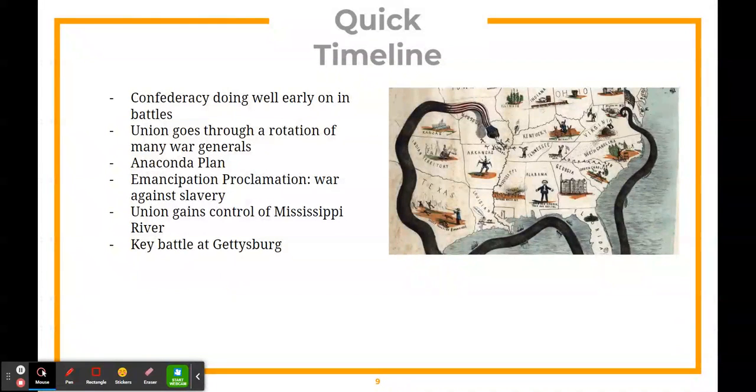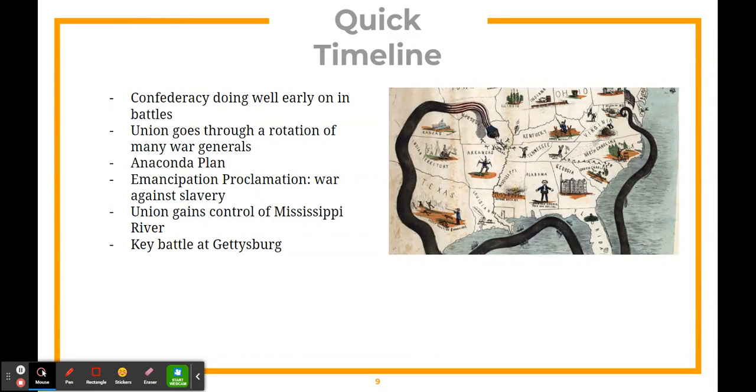So here's a quick timeline of the war. The Confederacy did well early on in their battles, and they forced the Union to go through a rotation of many war generals, because many of them didn't get the job done, so Lincoln had to fire them.